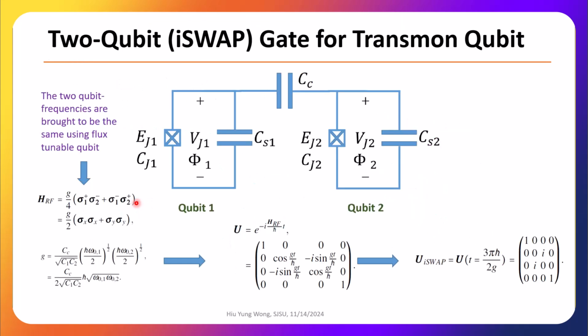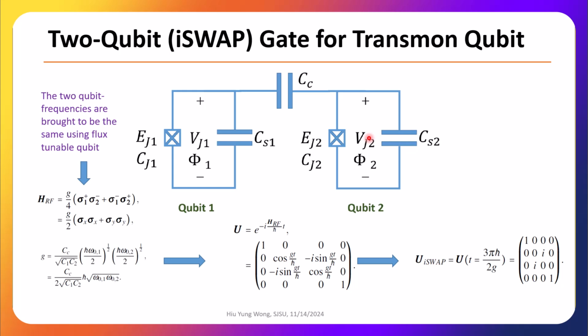How about the two qubit gate? Two qubit gates are also pretty profound, but in a nutshell, I have a Josephson junction on the left, a qubit 1 and qubit 2, and they are coupled through a capacitor. They have different qubit frequencies, so they don't talk to each other. It's just like radio, they don't have the same channel.